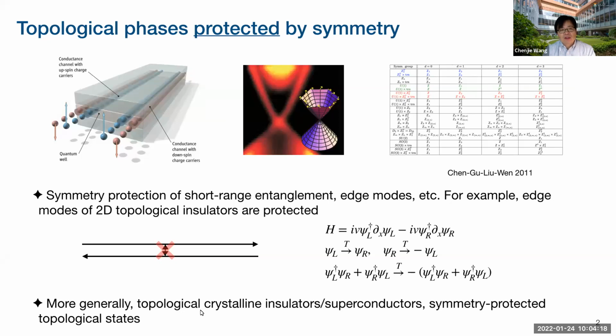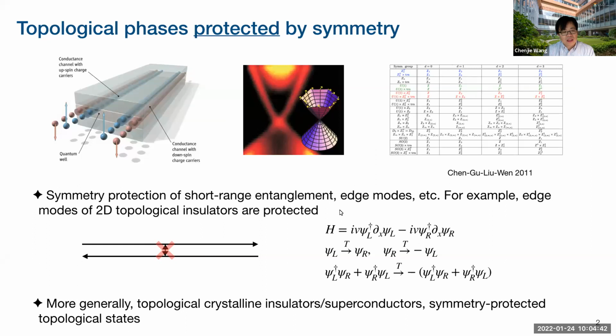This kind of topological phase of matter, the topology cannot be defined without symmetry. Only in the presence of symmetry, we can see some kind of topological properties that are protected by the symmetries. For example, if you look at entanglement in the many-body wave function, there is some short-range entanglement that is protected by the symmetry, which means that it cannot be removed without breaking the symmetry.